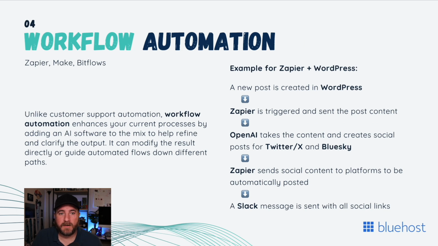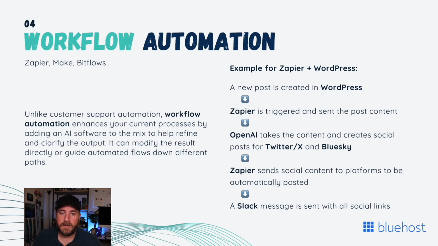The last bucket here is workflow automation, and that's going to be things like Zapier, Make, Bitflows. These allow you to enhance your current processes by adding AI software into the mix to help define and clarify the output. It can modify the result directly or guide automated flows down different paths.